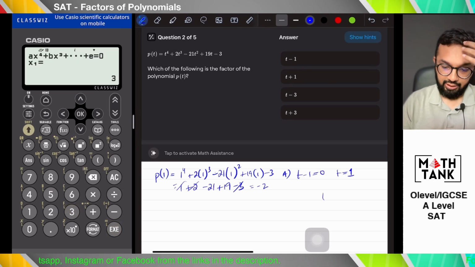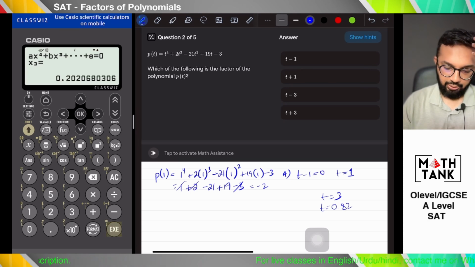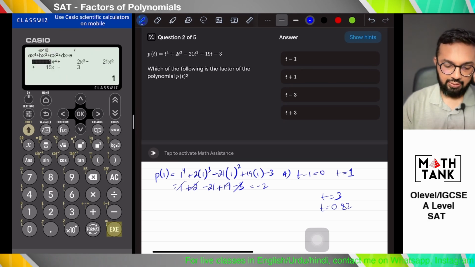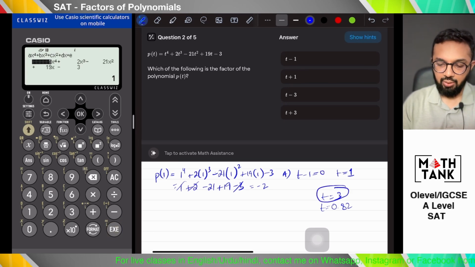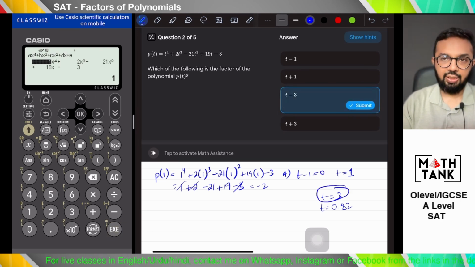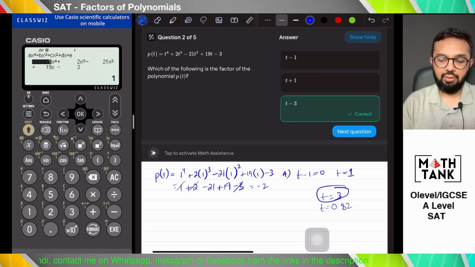So I get 3 and 0.82, 0.202 and minus 6.02. So I think t equals 3. Which answer option will give me t equals 3? It's C that's going to give me t equals 3. That should be the correct answer.